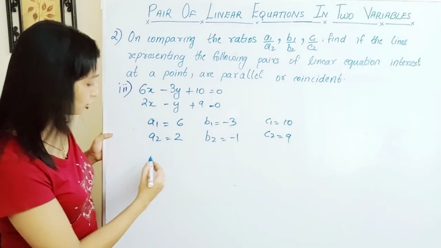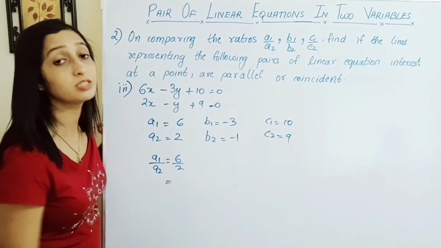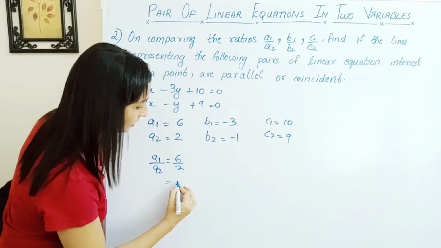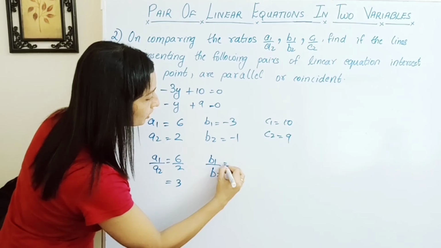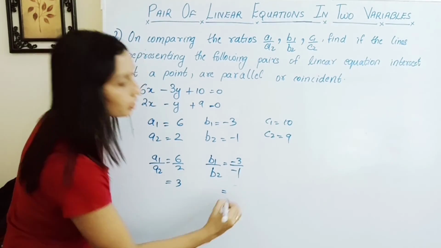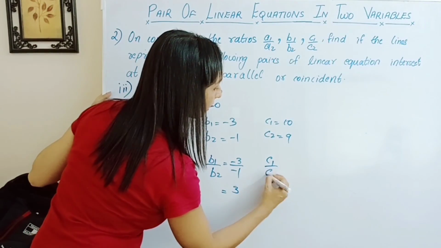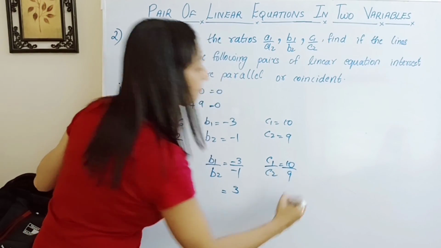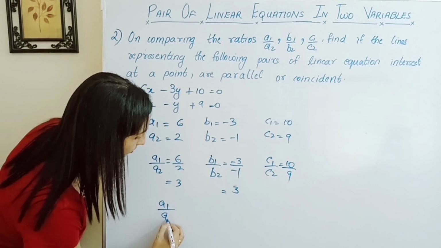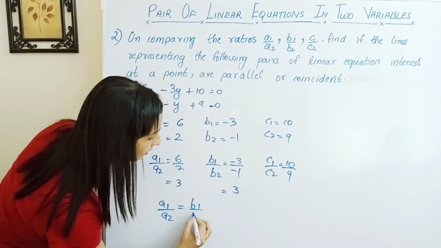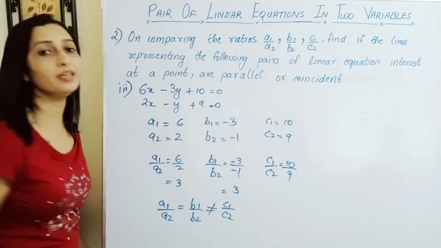Now let's find out the ratios. They are A1 by A2 is equal to 6 by 2. After simplifying, what do you get? You get the answer as 3. Now B1 by B2 is minus 3 by minus 1. What do you get as the answer? 3 again. Now what is C1 by C2? That is 10 by 9. So how can we write these ratios? A1 by A2 is equal to B1 by B2 but not equal to C1 by C2.